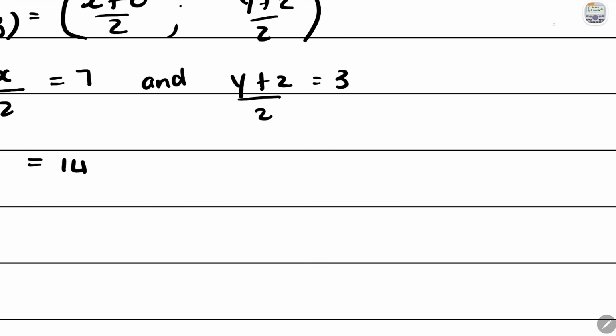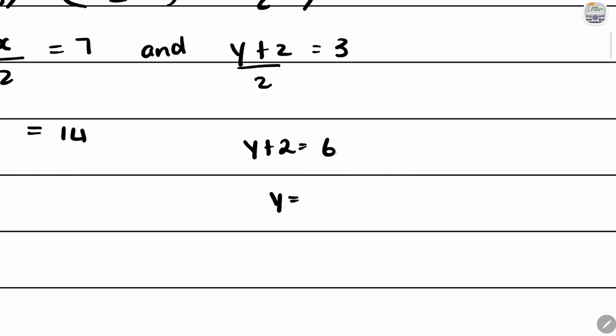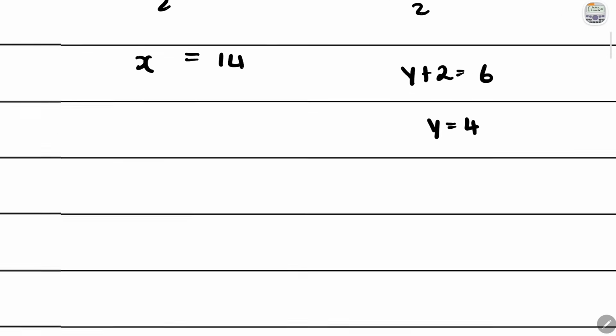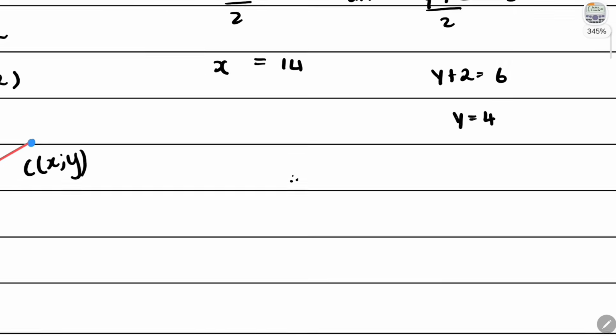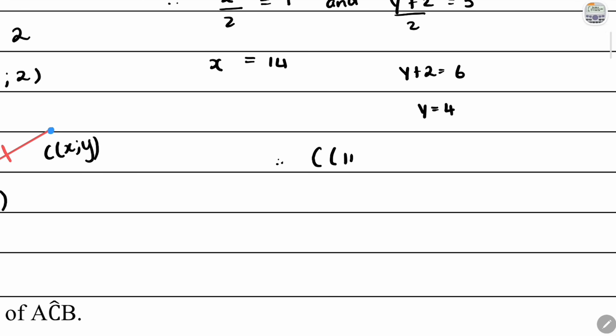Let's do the same thing over here. We're going to multiply, so that is y plus 2 when it multiplies to the 1, and then 2 times 3 is 6. So y is just equal to 6 minus 2 when we transpose the 2. So that is 4. We know finally that C, that point over there, is simply 14 and 4. And that is our answer.